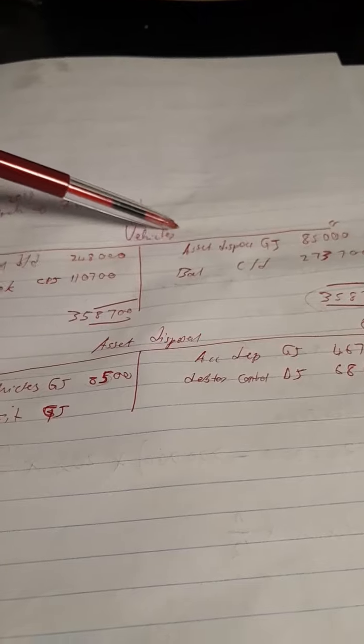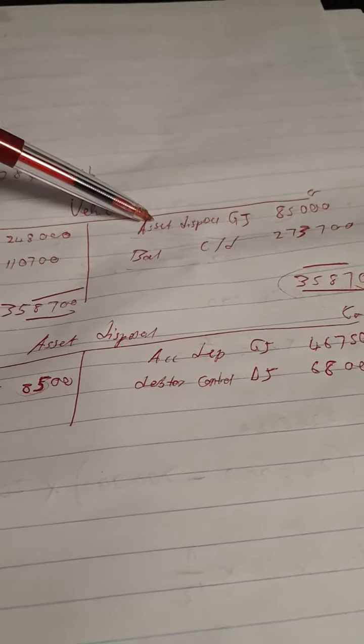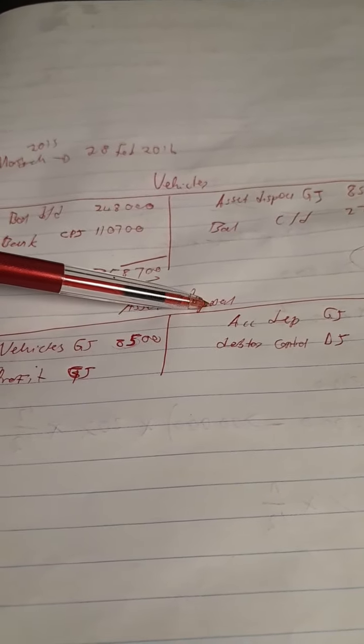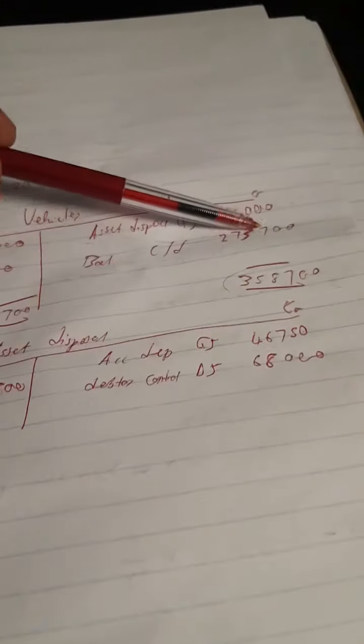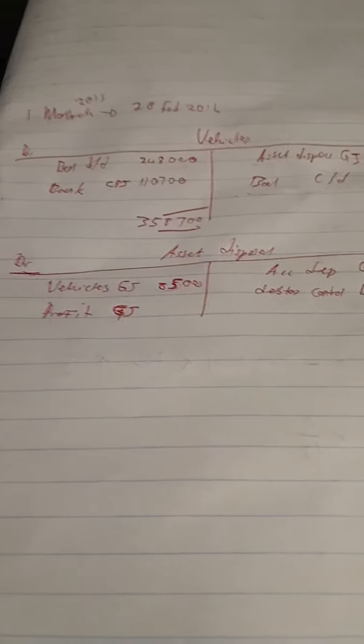You see, the heading is vehicle, so you write the heading here as vehicle. Do you get that? Look here, is asset disposal under our vehicles. So it just changes. If here is on the credit side, then here is going to be on the debit side. If here is on the debit side, there is on the credit side. I hope you understand that one.